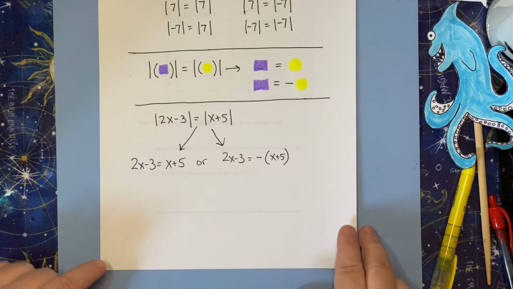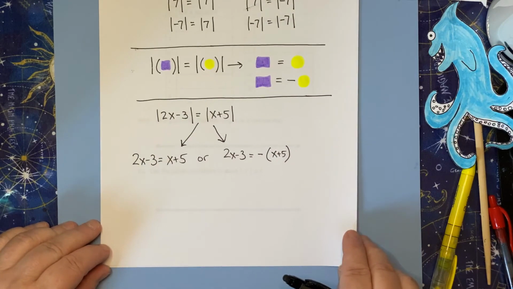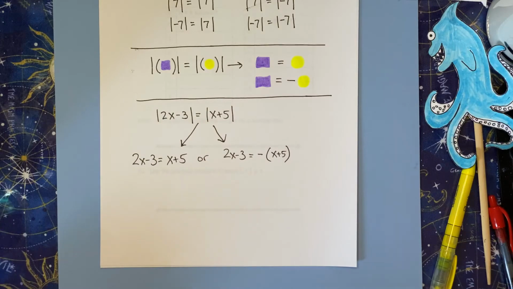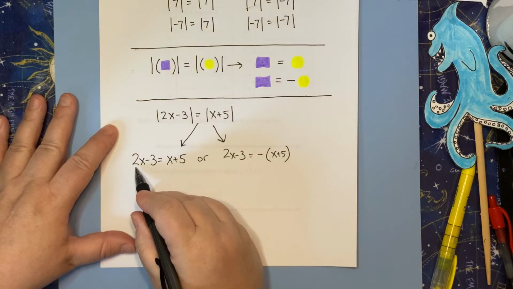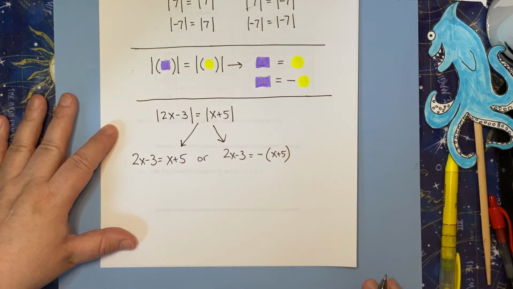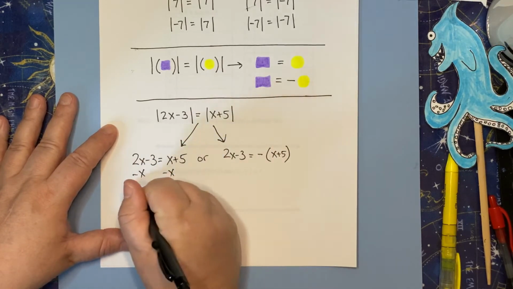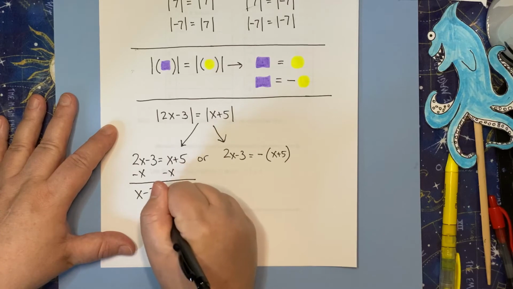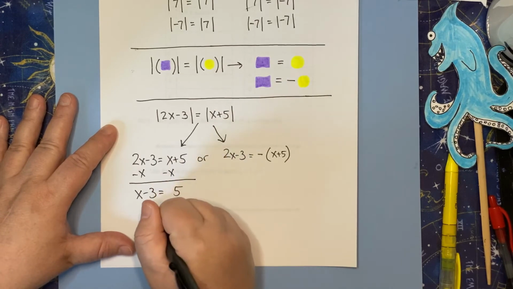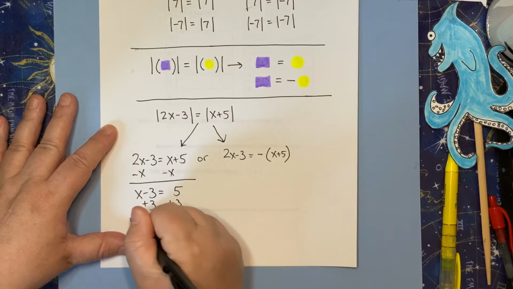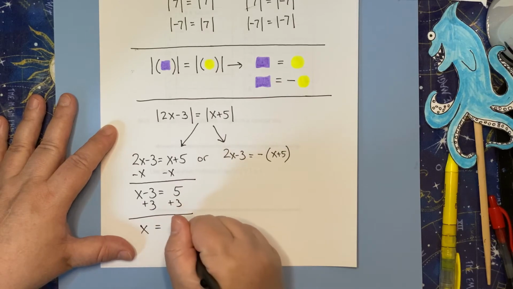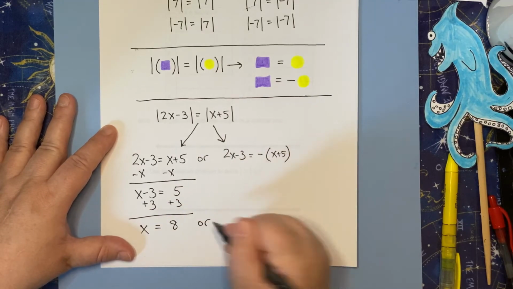And my guess is that many of you will do it that way too, because that's the way I'm presenting it. So let's take a look. If I've got 2x minus 3 equals x plus 5, well, I move the x, right? Subtract x from both sides. Woohoo, x minus 3 equals 5. Add 3 to both sides. Woohoo. x equals 8.